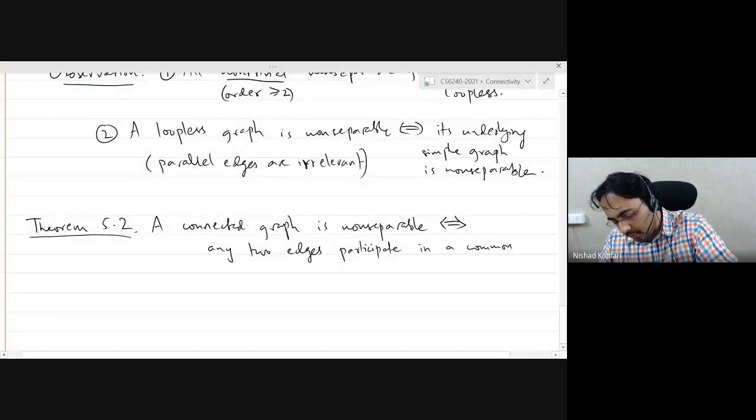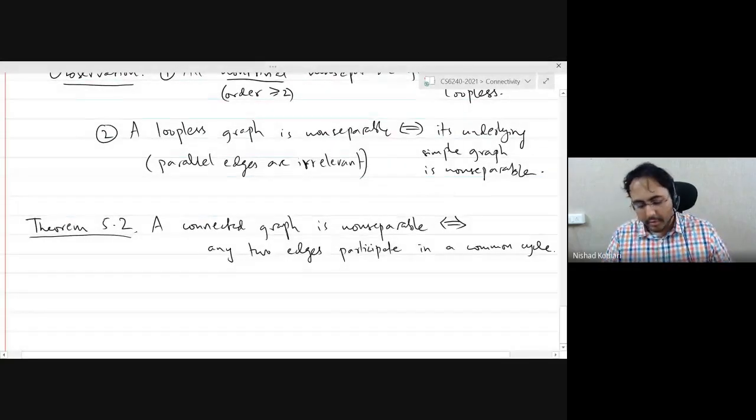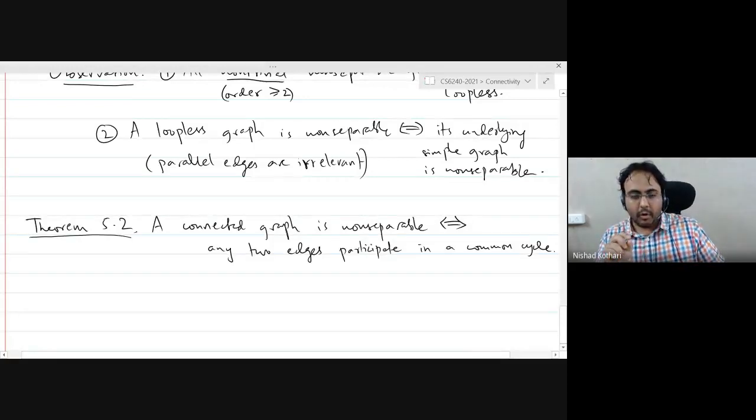Notice that in theorem 5.1, we were talking about two vertices belonging to a common cycle, which is the same as saying that there are two internally disjoint paths between them. Here we are talking about two edges belonging to a common cycle, right? And it is not implied by the fact that two vertices belong to a common cycle. But we will use that theorem nonetheless.